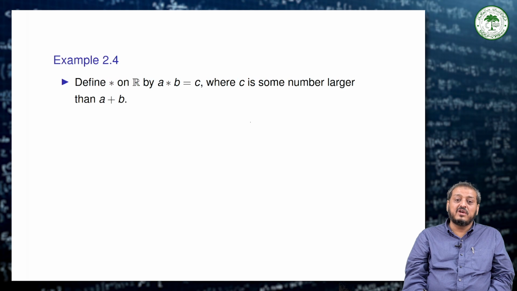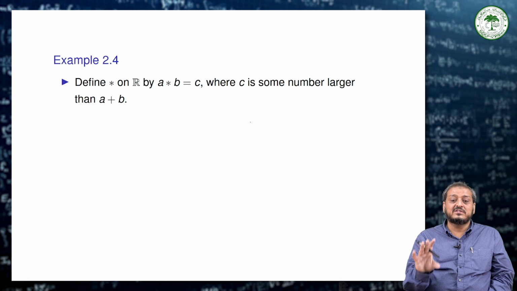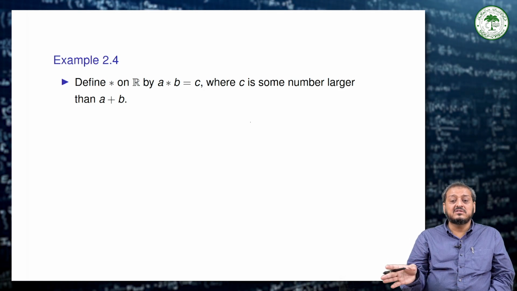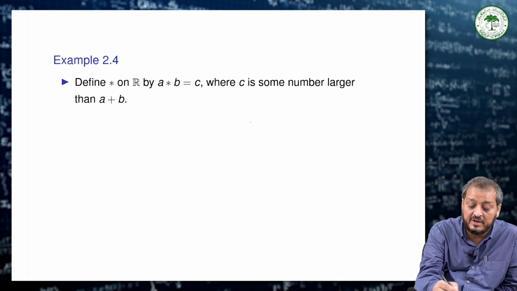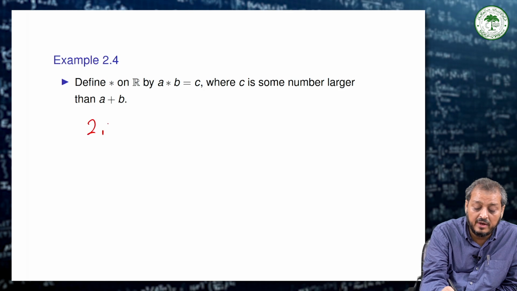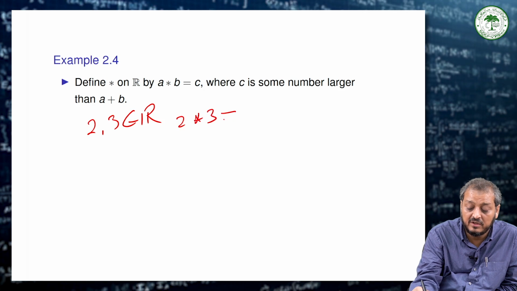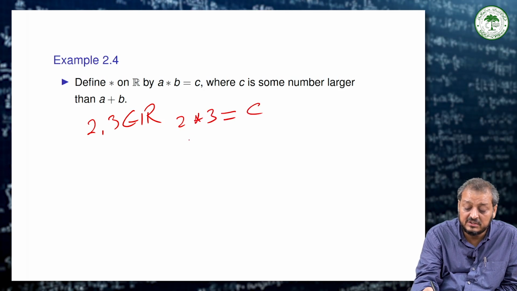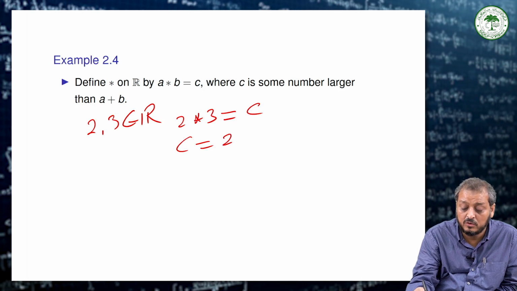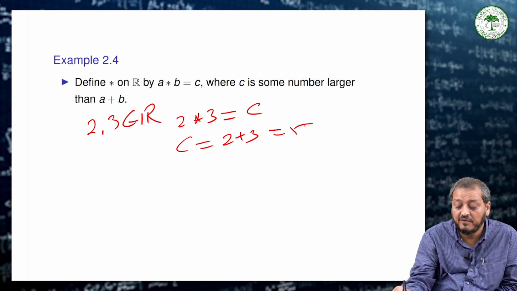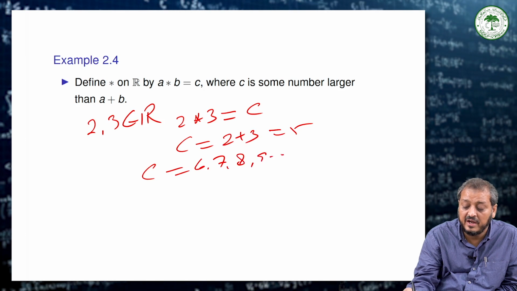Another example is this: we define a * b = c, and we put a restriction there: c is some number larger than a + b. So let us try this. On the real numbers, we take 2 and 3. Then 2 * 3 = c, where c is greater than 2 + 3. 2 + 3 is 5. So that means c may be 6, 7, 8, 9 and so on, any value.